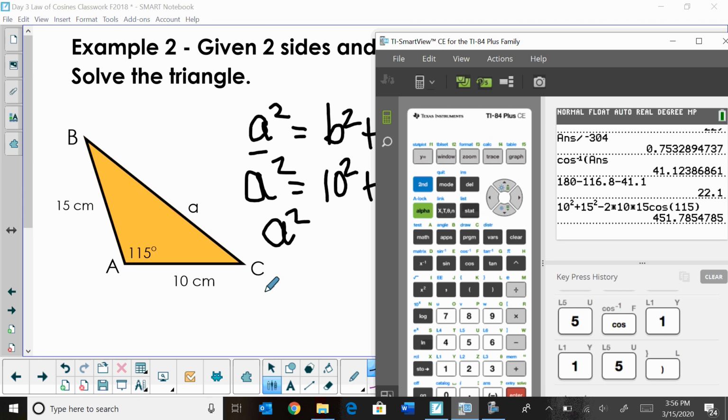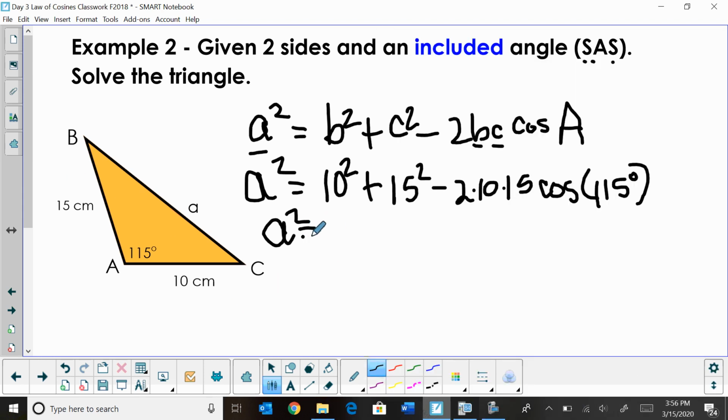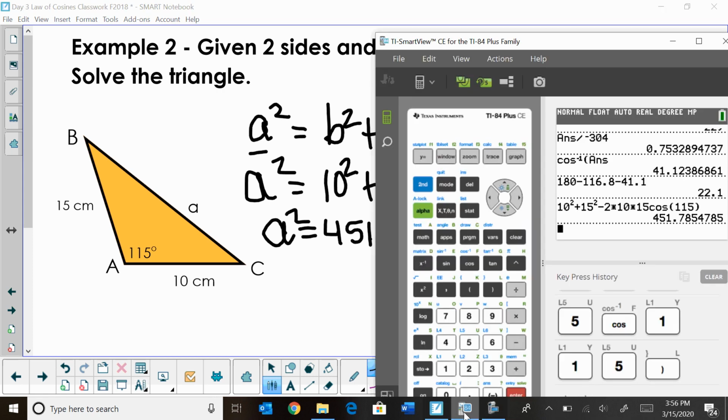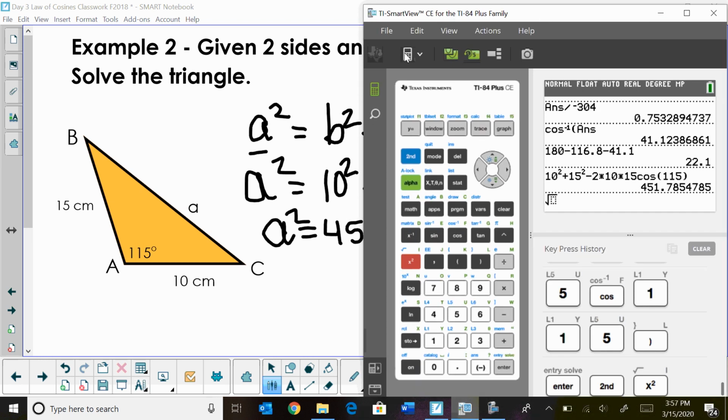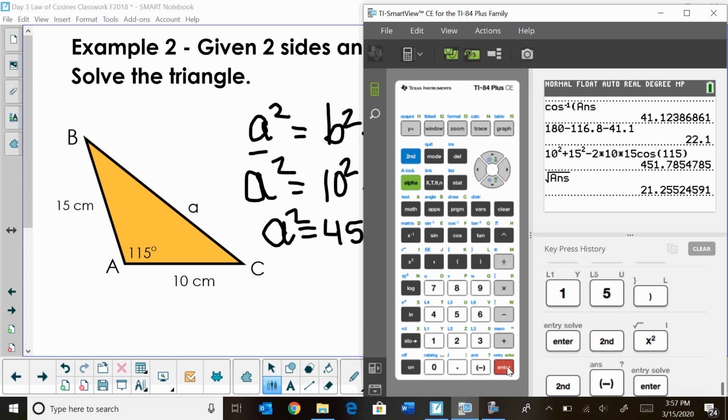It's not even possible because it would be too long. But that's 451 point something. We just want A. We want to know what that length is. Well, all we have to do now is take the square root of this answer. So second and x squared is our square root button, and the second in the previous answer is second negative, I should say. And the answer is 21.26.